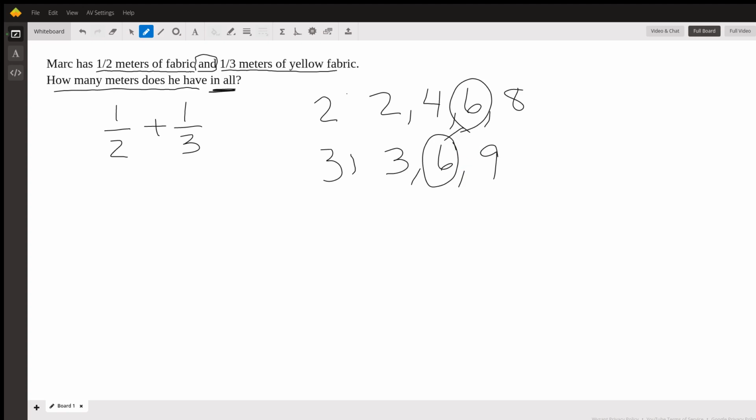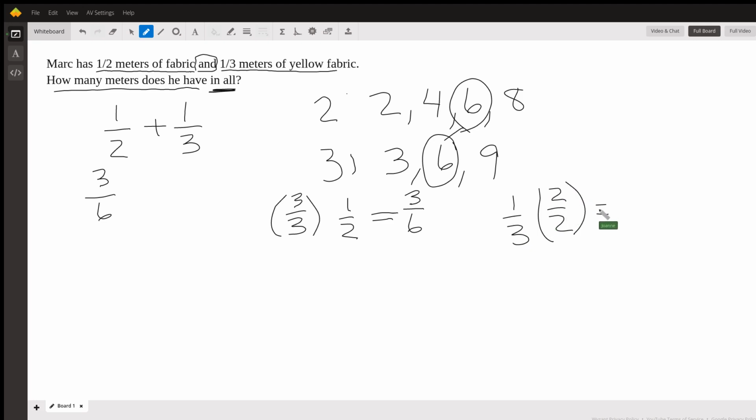So I'm going to make two fractions that are equivalent to 1/2 and 1/3 with a denominator of 6. And the way I do that is, if I have 1/2, in order to make it have a denominator of 6, I would multiply 1/2 by 3 over 3. 3 times 1 is 3. 3 times 2 is 6. That gives me that equivalent fraction of 3/6. And then with the 1/3, I'm going to multiply that by 2 over 2. That means 1 times 2 is 2. 3 times 2 is 6. That's the equivalent fraction for 1/3.